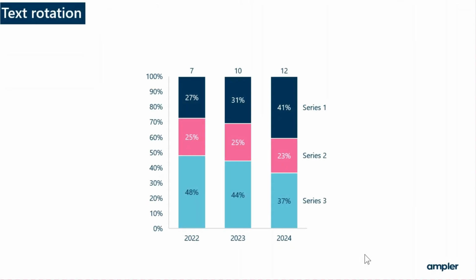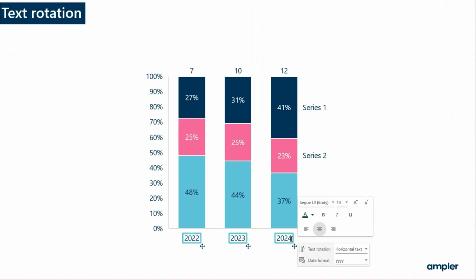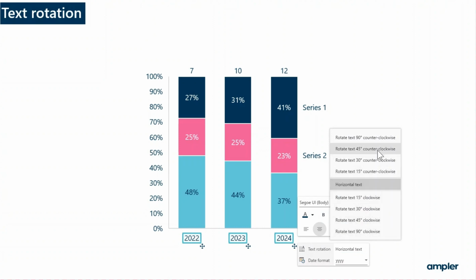Most label types have an option to rotate. To rotate a label, select one or more labels, and from the left-click menu in the text rotation drop-down, select the desired rotation.